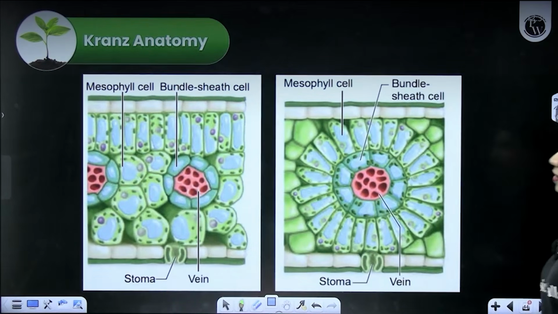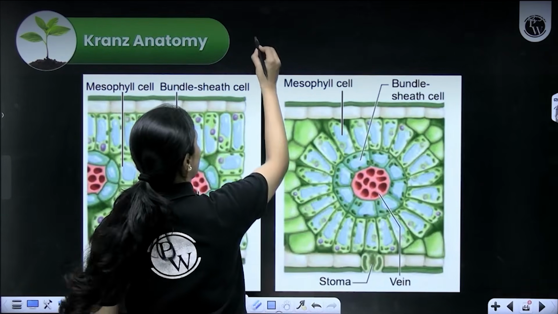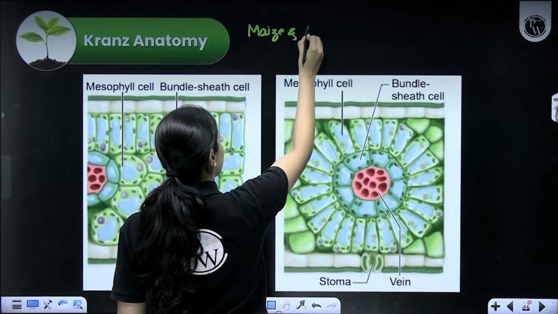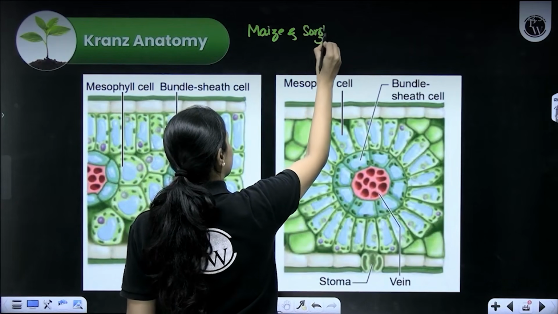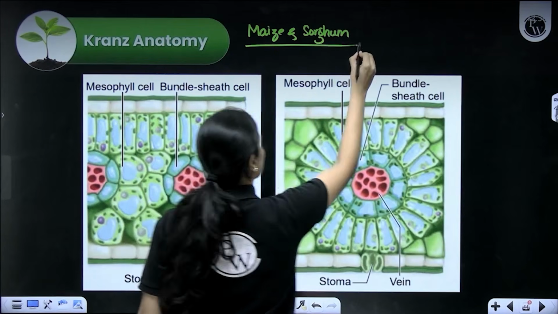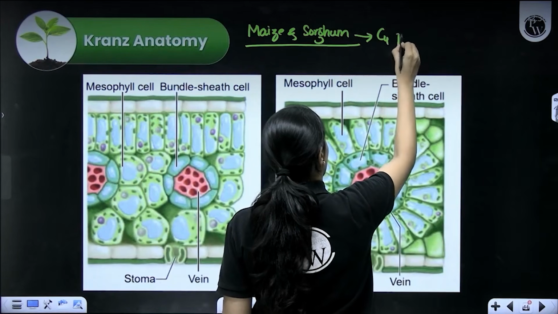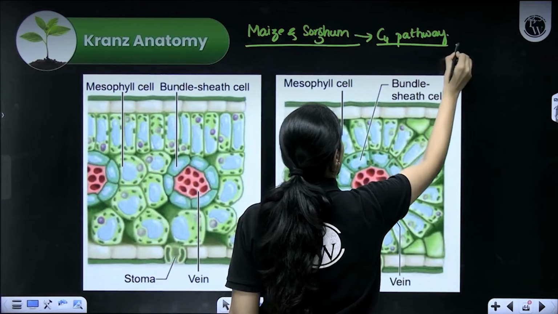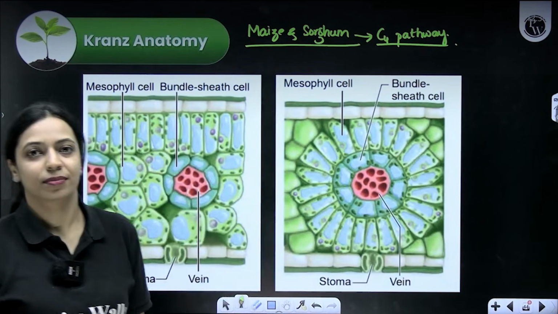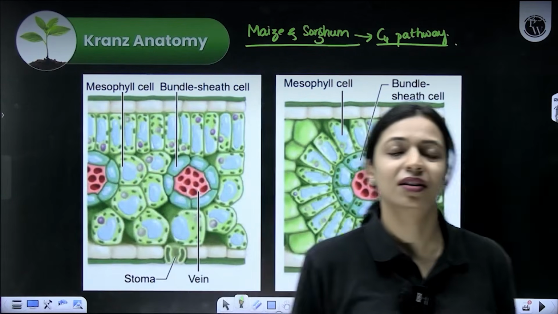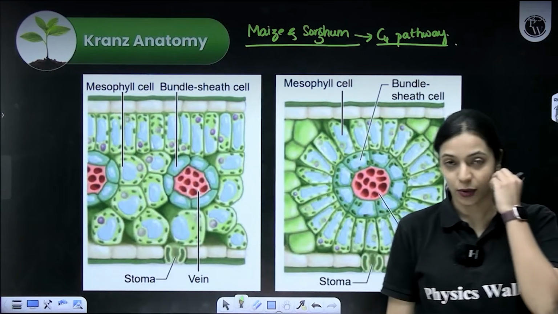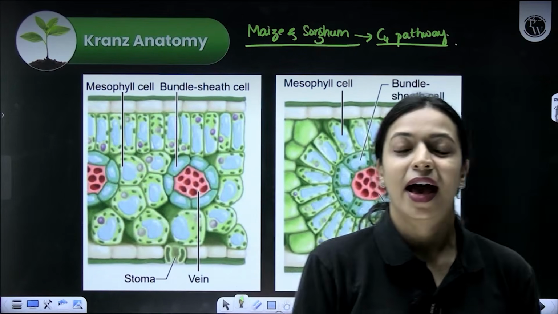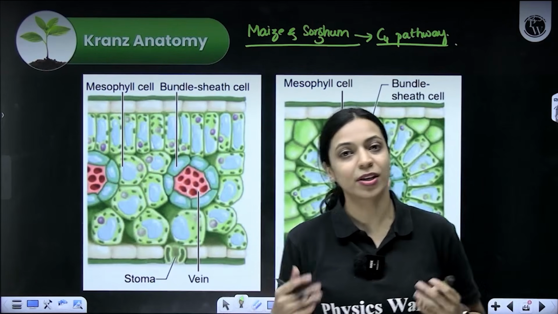In certain plants like maize and sorghum, monocot plants found in the tropics, you find the C4 pathway. The C4 pathway has evolved to avoid or prevent photorespiratory losses. In these plants, physiology is different and anatomy is also different. The leaf anatomy is modified.